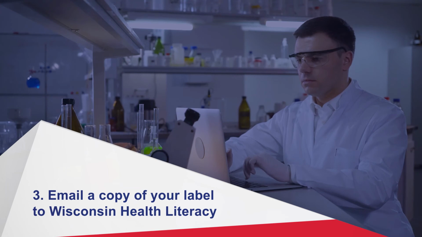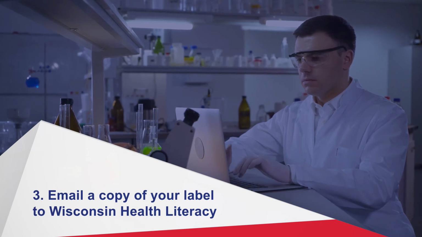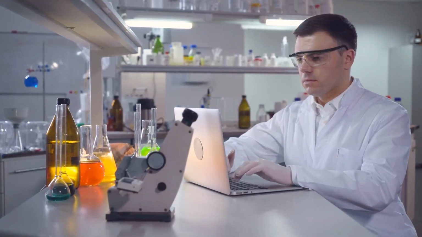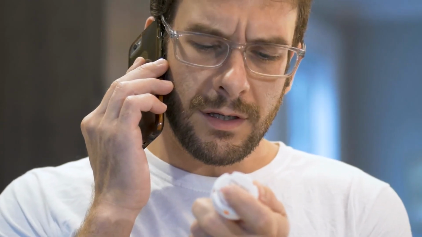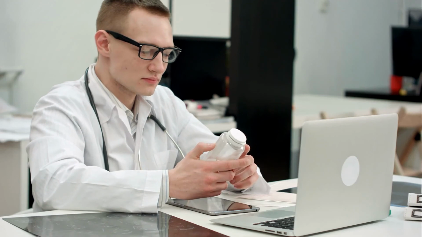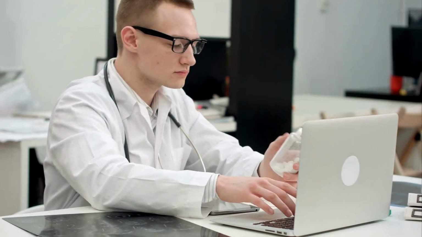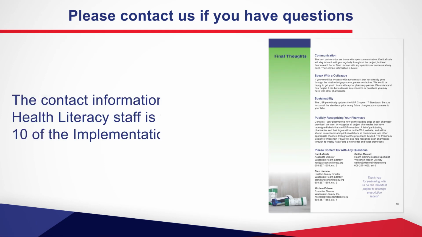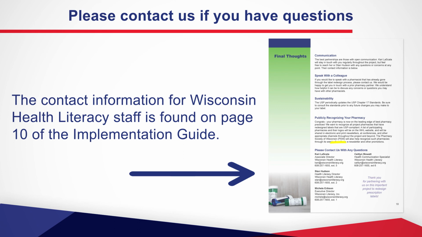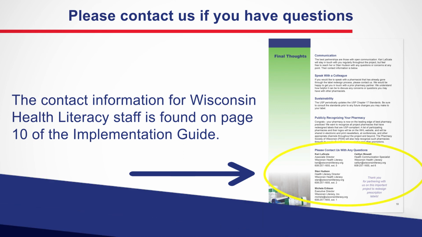Finally, it is important to email a copy of your redesigned label to staff at Wisconsin Health Literacy prior to it going live in your pharmacy. This is a very important step to help ensure that your labels are as patient-centered as possible. Wisconsin Health Literacy staff can offer any suggestions if needed. The contact information for Wisconsin Health Literacy staff is found on page 10 of the Implementation Guide. Contact them with any questions at any time.